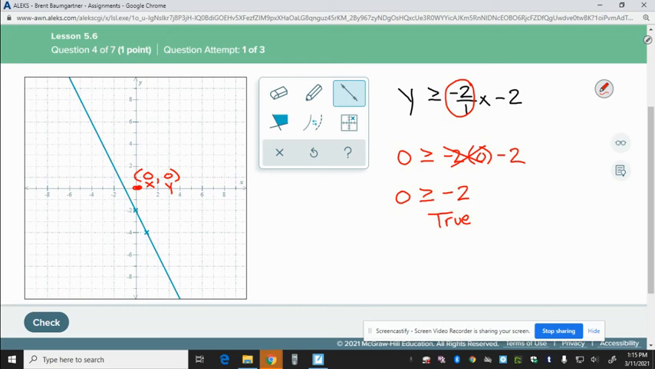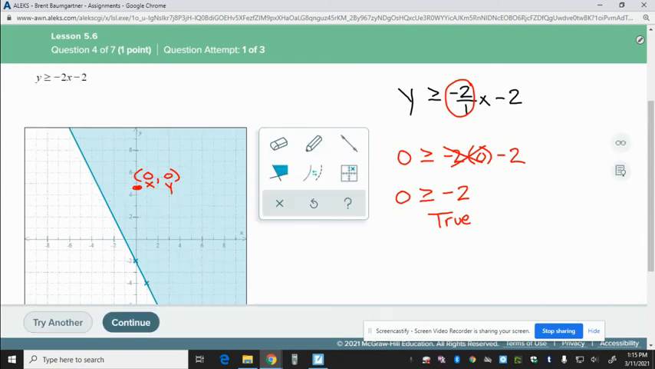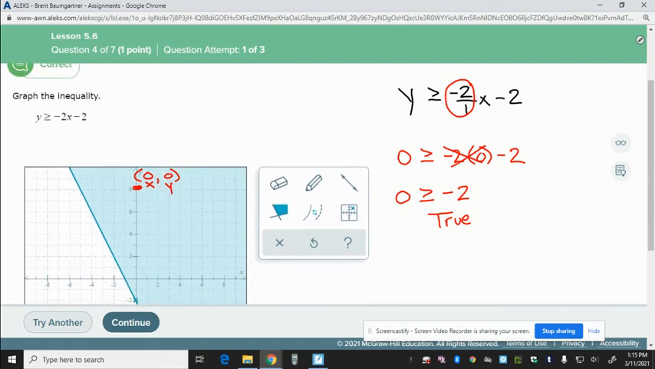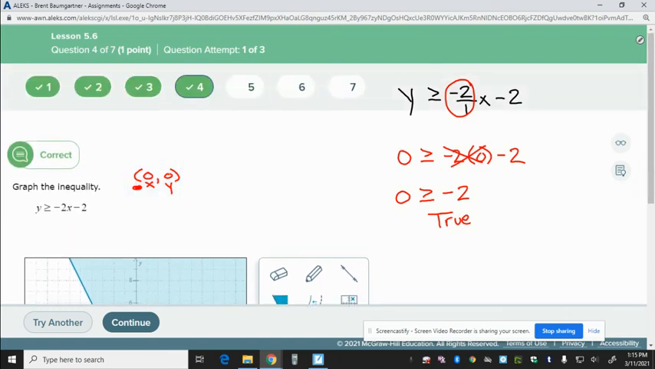If it's true, then shade on the side of your test point. If it's false, shade on the other. Here's my shading tool, and there we go. Go ahead and check your answer. And we see that's correct. Okay, let's go on to the next question.